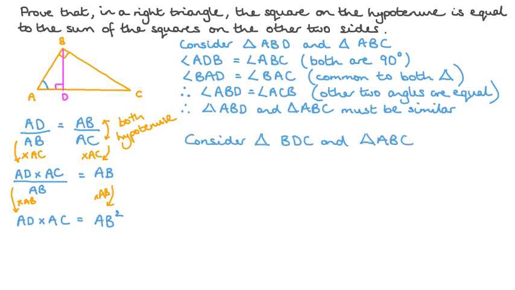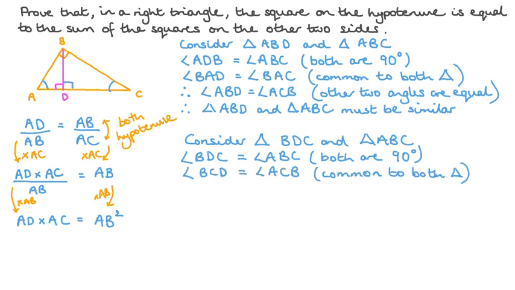So now what we're going to do is consider triangle BDC and triangle ABC. So again, first of all, we've got two angles that are both 90 degrees. So we can say that angle BDC is equal to angle ABC. And this is because we know that the line BD is perpendicular to the line AC. So we know then that angle BDC is also going to be 90 degrees. So now we've got an angle that's common to both triangles like in the first triangle. So we've got angle at C, which means that angle BCD is equal to angle ACB. As we said, that's because the angle there is common to both triangles.